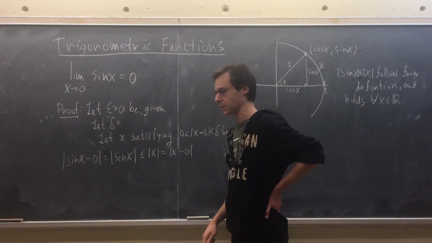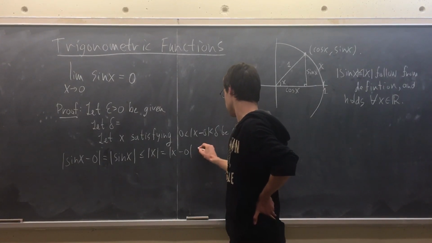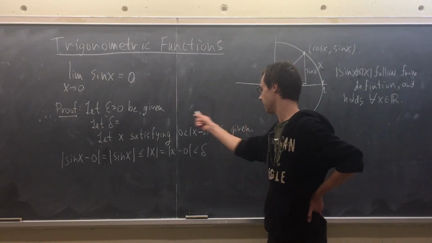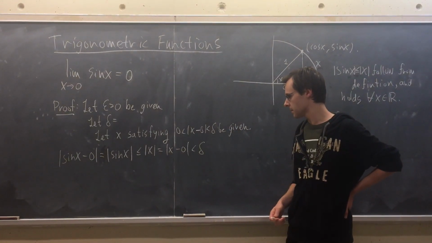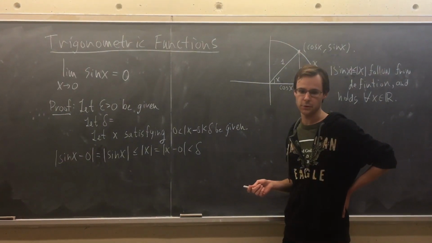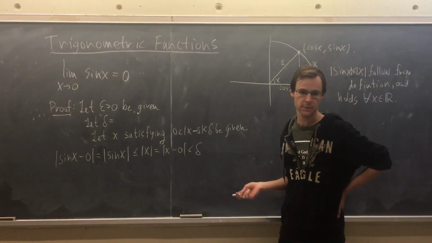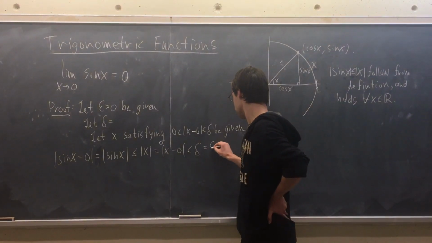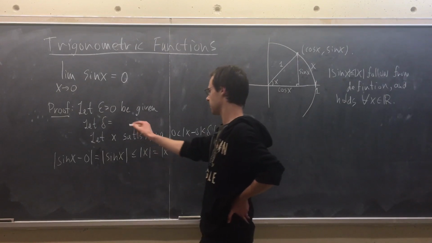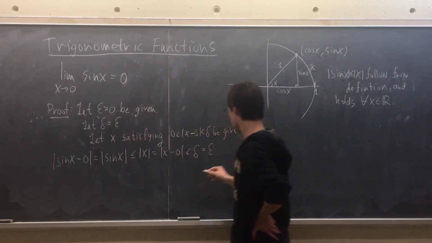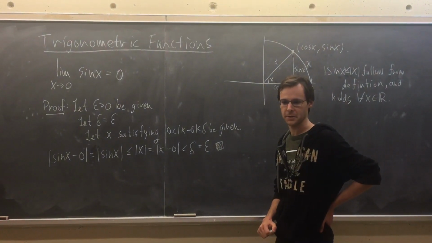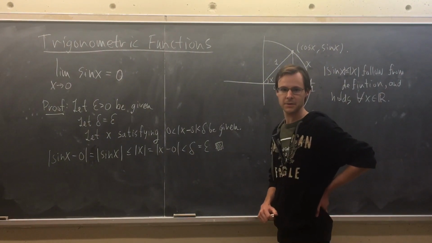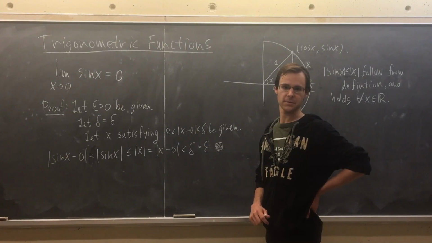Let's just explicitly put that in, which is less than delta by this statement over here, which we're supposing. And now to complete the proof, all we need to do is set delta equal to epsilon. Done. So let delta equal epsilon, and the proof follows. Cool. Pretty straightforward. Now let's try a slightly harder example.